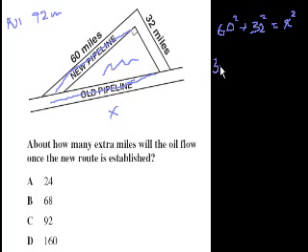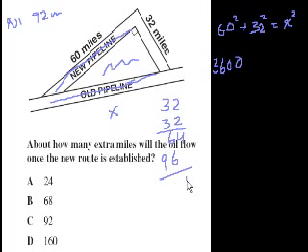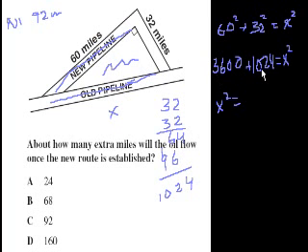So 60 squared is 3600. And 32 squared, let's see, 32 times 32. 2 times 32 is 64. 3 times 2 is 6. 3 times 3 is 9. So it's 1024. 3600 plus 1024 is equal to x squared. So let me just switch both sides. X squared is equal to 3600 plus 1024, which is 4624.